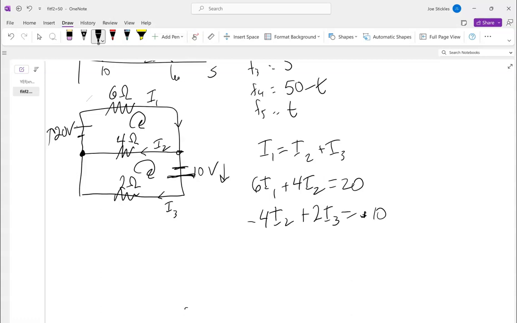If we would have set the orientation the other way, it would have been negative, because that would have been jumping backward across. Yeah, you're right. Your current definitely is going from this way to that way, so that's the right direction. Sorry about that.